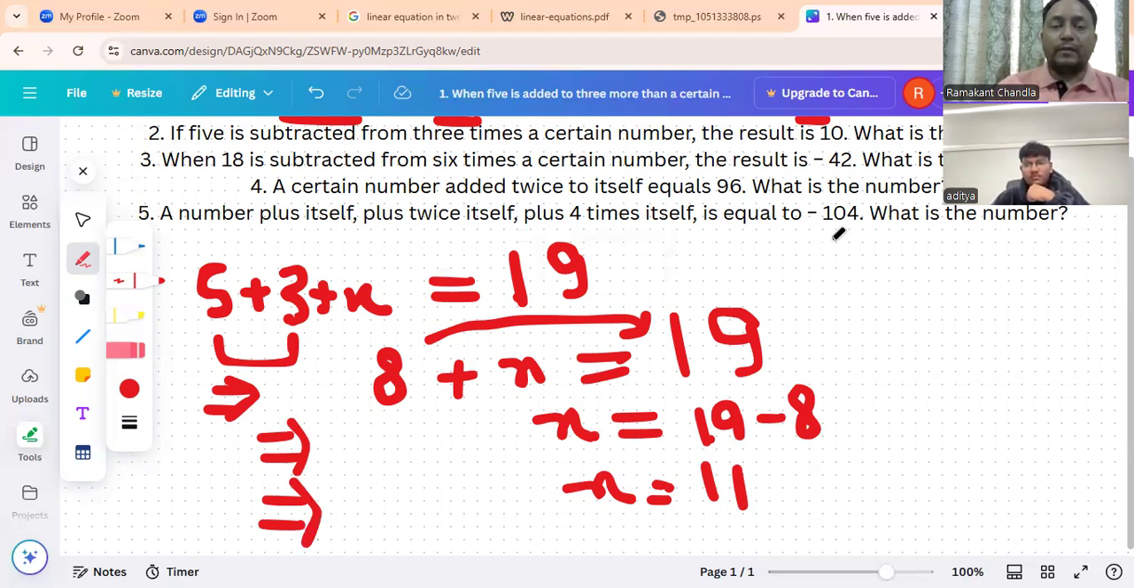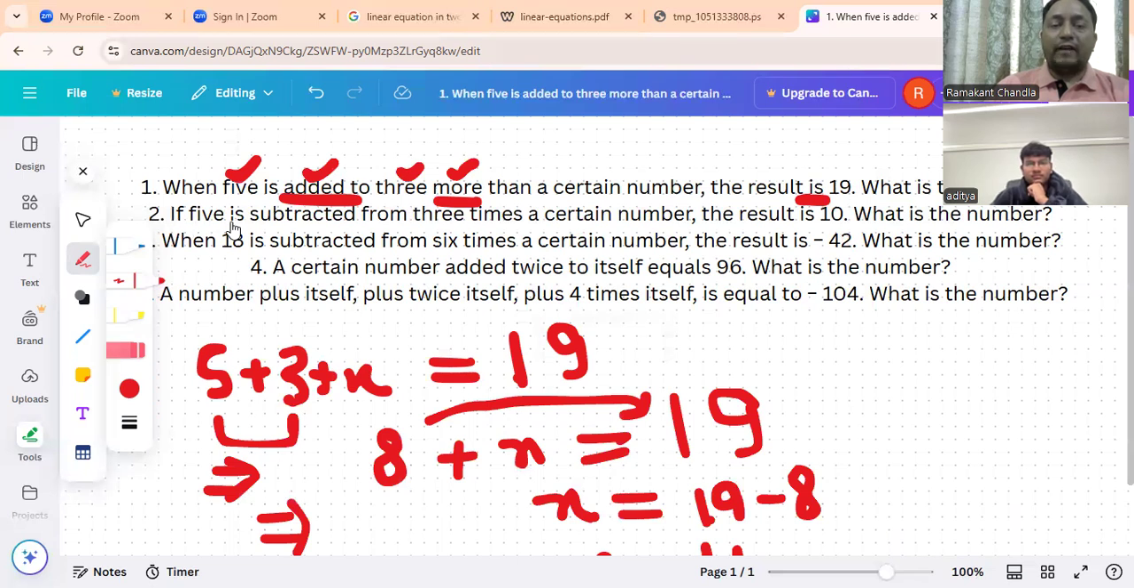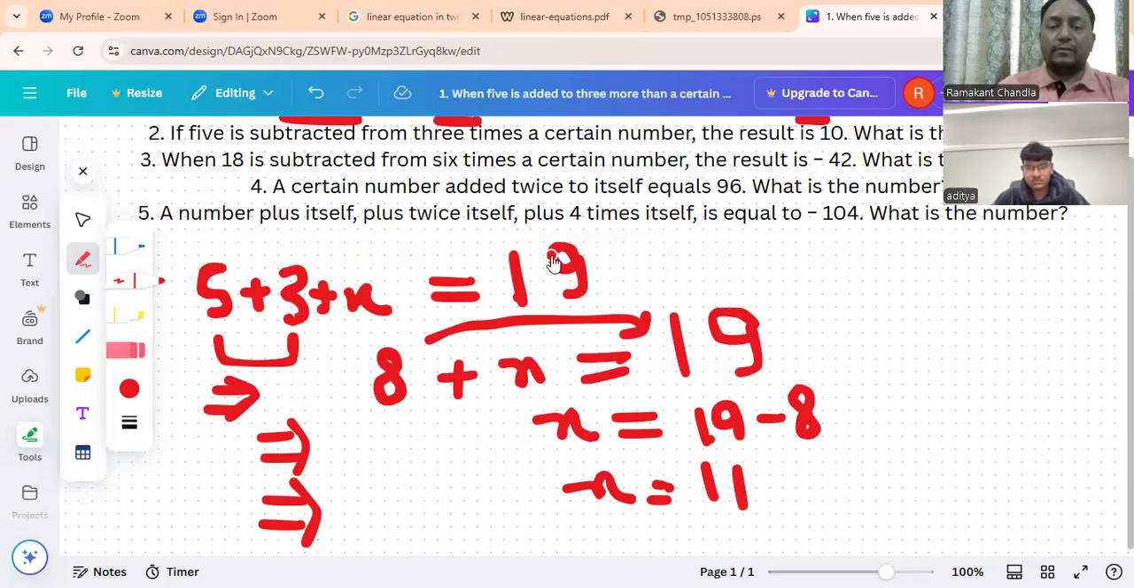Now the second question is: if 5 is subtracted from 3 times a number. See the words. I want you to try and give me the logic, whatever comes to your mind. I'm going to write it, no problem. I just want you to give it a try. Is the second question visible to you? Yep. Okay, just go for it.